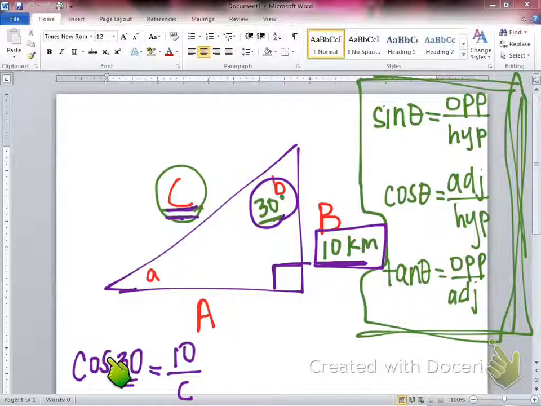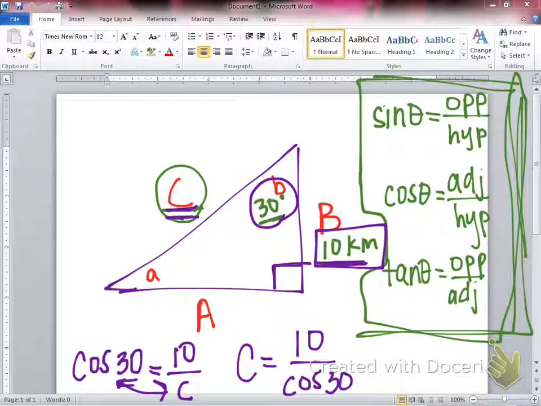How do I go about solving this algebraic equation now? I can switch these two places, which would give me C equals 10 over cosine of 30. Right? Whenever I have an equation that has three variables and the variable I'm solving for is on the bottom, I can switch those two places. So that means side C is equal to, what'd you have? 11.54.